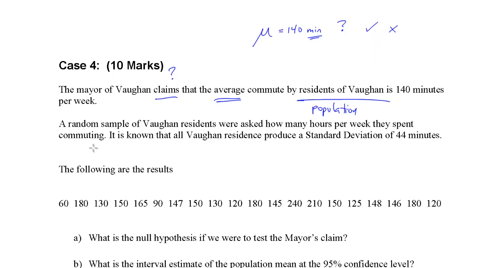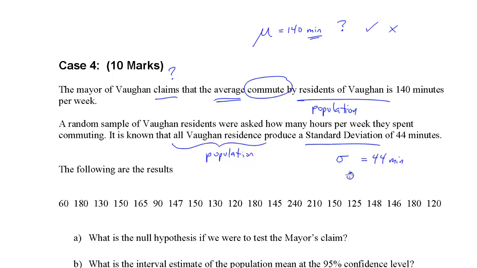So let's see how they carry on here. It says a random sample of Vaughan residents were asked how many hours per week they spent commuting. Okay, so a claim is made about their commute, and now people are asked how long they spent commuting. And it then says, if it's known that all Vaughan residents produce a standard deviation of 44 minutes. So all Vaughan residents, again, here's reference to the population, and the standard deviation in the population is written as sigma, and that's equal to 44. Again, it's in the proper units.